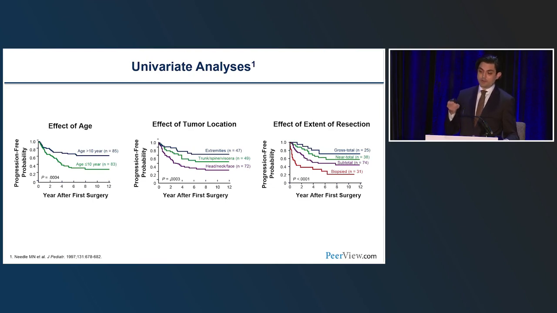As I was mentioning, there are certain areas of the body where the resections are a little bit more beneficial and have better outcomes, those include the extremities. If we go to the trunk, spine, and viscera, that's a little bit worse. And as I mentioned, head, neck, and face plexiform neurofibromas are slightly harder to remove and, of course, carry a higher risk of recurrence. And, of course, if you just biopsy the tumor, that will increase your risk of them growing even more, as compared to a gross total resection.